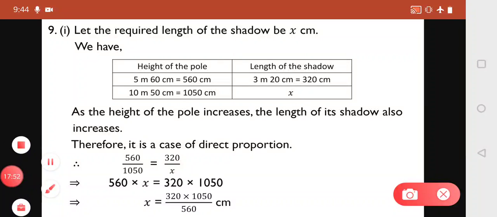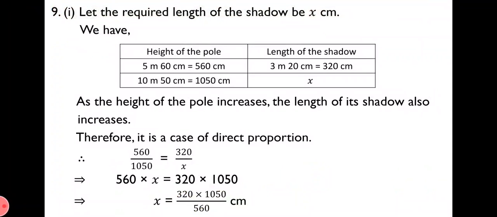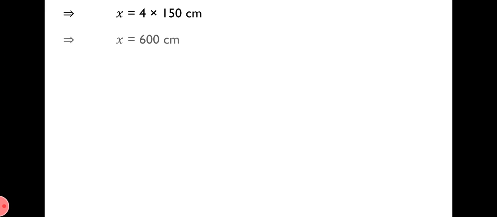Now here you can see, again we can cut 0 and 0 here. Now we can cut, yes, this. 8 4s are 32 and 8 7s are 56. Again 7 1s are 7, and this we can cut because 7 1s are 7, 7 5s are 35 and 0. So x equal to 4 into 150 centimeter, therefore x equal to 600 centimeter.